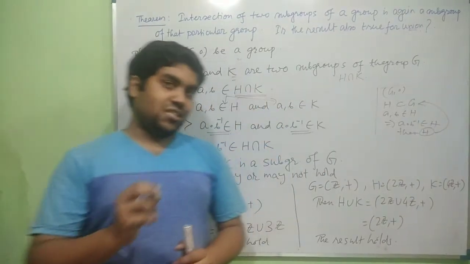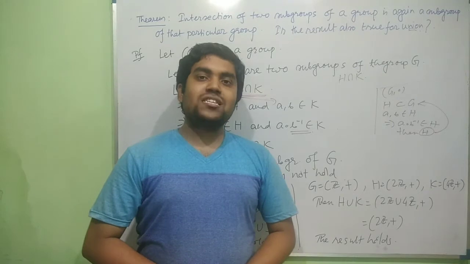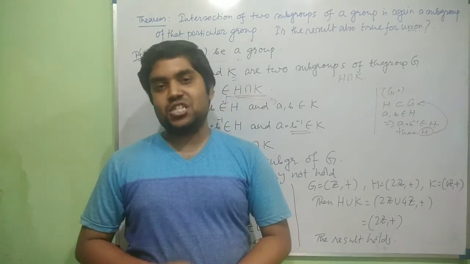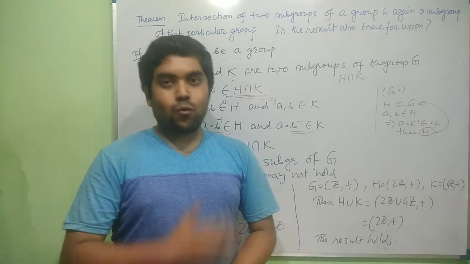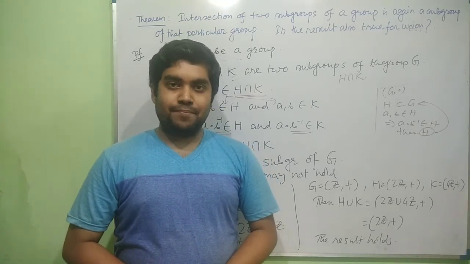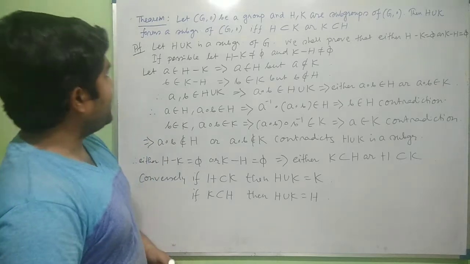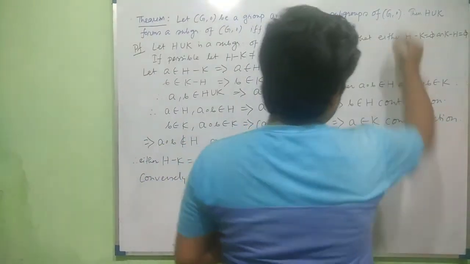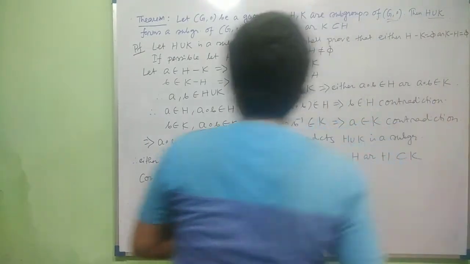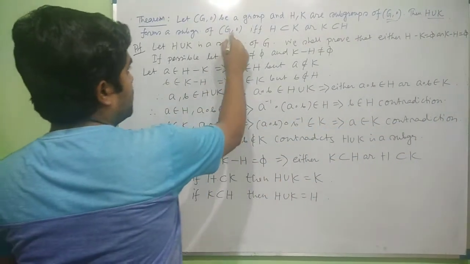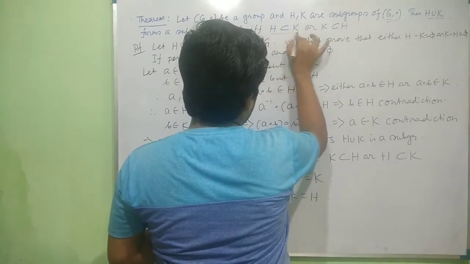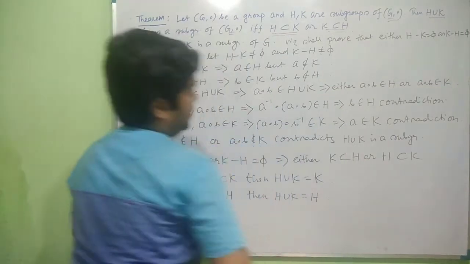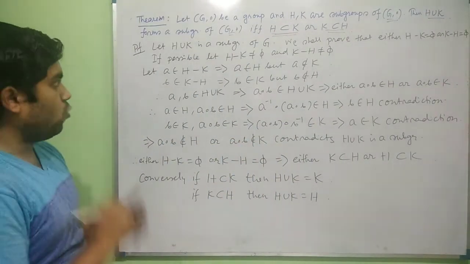This is our question. So let us see how this problem is solved, and we have to find out the condition for which H union K forms a subgroup. We are going through that in the next theorem. The statement is: let G be a group and H and K are subgroups of G, then H union K forms a subgroup of G if and only if either H is a subset of K or K is a subset of H. Any one of these two must hold.